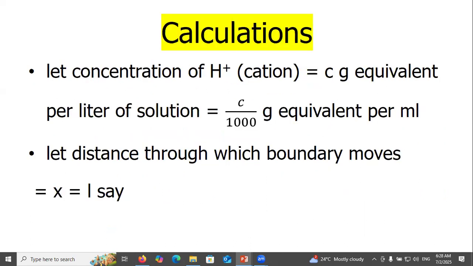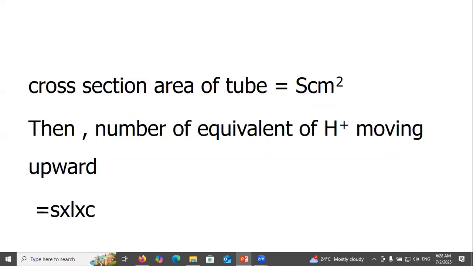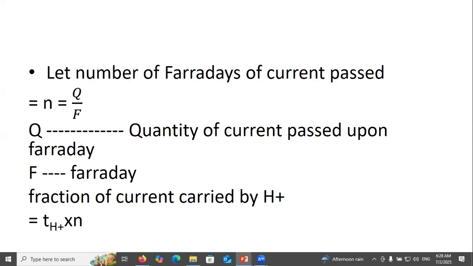Calculation: let concentration of H plus ion be C gram equivalent per liter of solution, equal to C over 1000 gram equivalent per ml. Let distance through which the boundary moves x equal to L. Cross section area of tube is S cm square. The number of equivalents of H plus ion moving upward is SLC. Let number of Faradays of current passed N equal to Q over F, Q quantity of current passed and F Faraday.